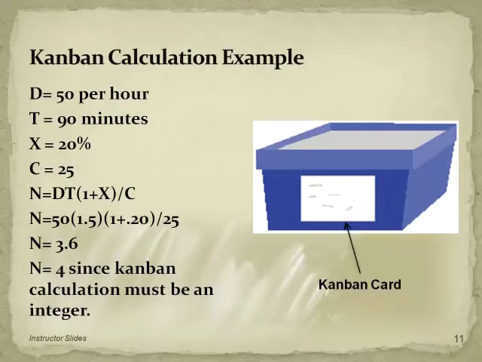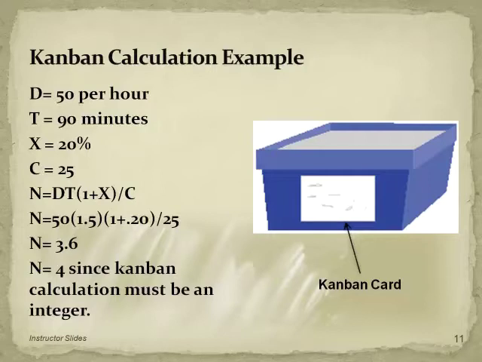So it takes us 90 minutes after we have used all the parts in this container to get a new supply in. And our safety stock variable is 20%. In other words, we want to have 20% more Kanban cards than what we actually need. And the number of parts that will fit within this container is 25 parts. So plug those variables into the formula. N is equal to DT times (1 plus X), and then divide all of that by C.